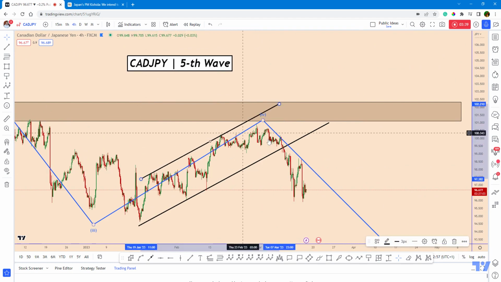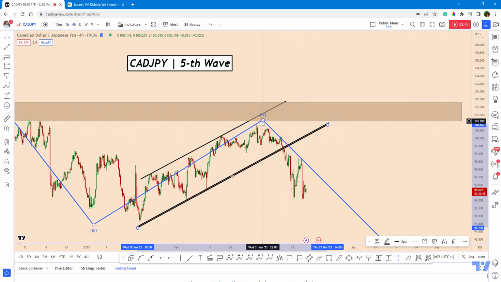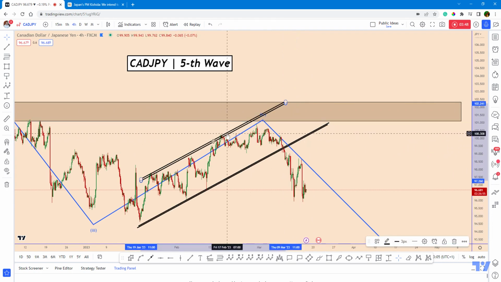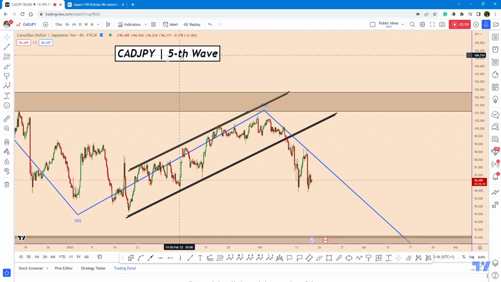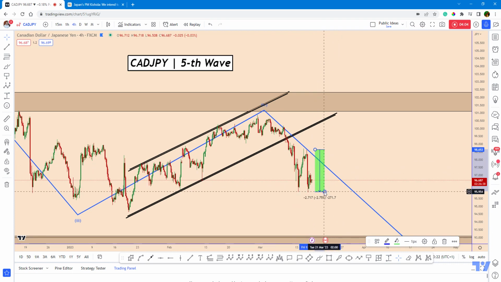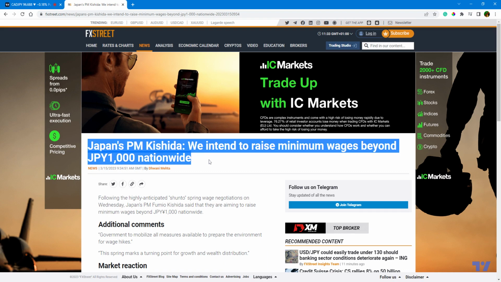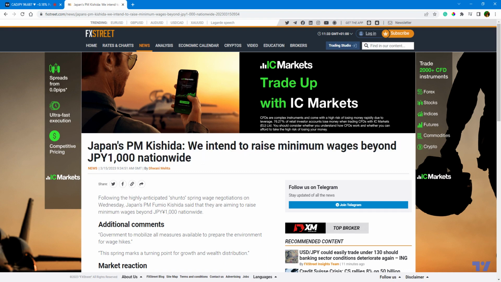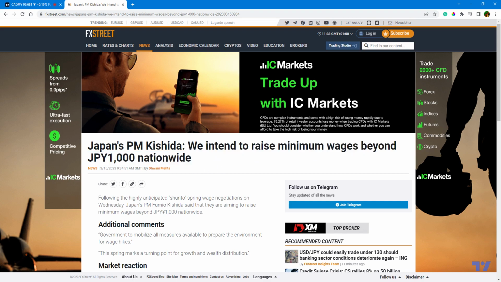Here we had our pattern from yesterday, a beautiful crash after the price broke out before. It was looking very interesting. The crash that happened yesterday was related to this movement here. For all of you that don't know why the price came down so fast and so many pips, because we can see 270 pips down in a matter of hours, it was a surprise news from Japan's Prime Minister Kishida that he intends to raise minimum wages beyond 1,000 Japanese yen nationwide.